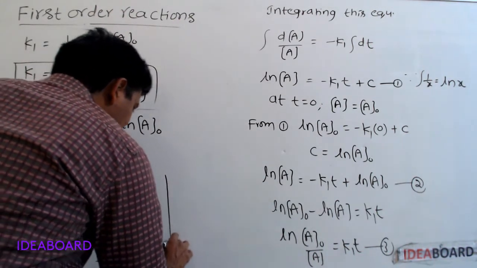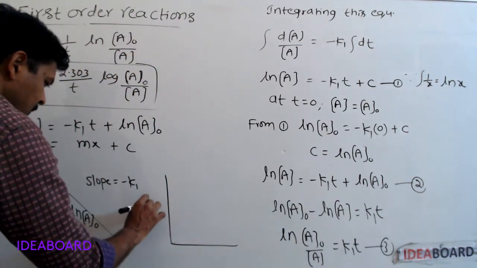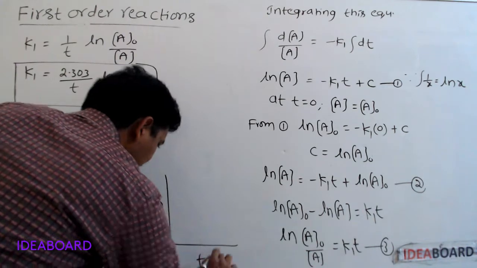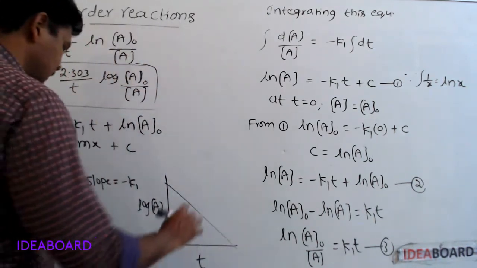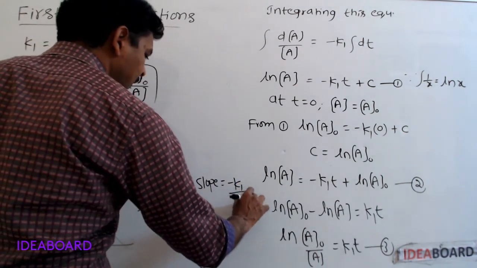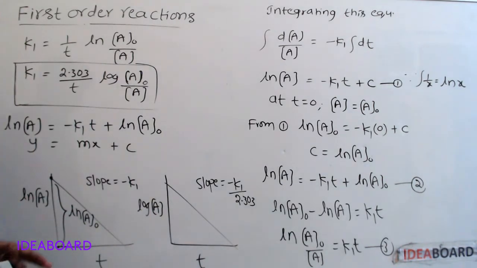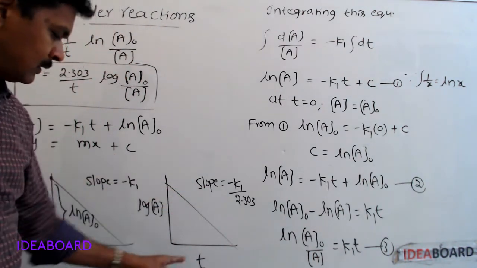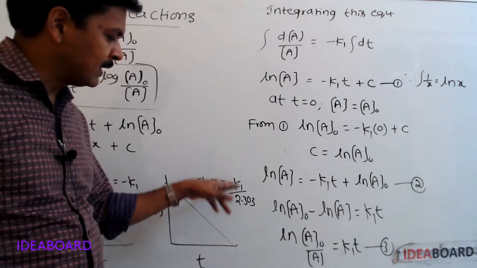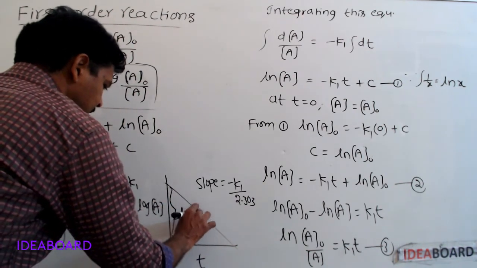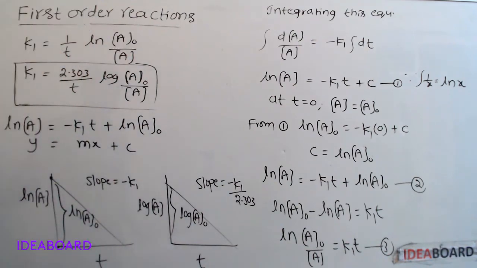When a graph is plotted between log A, here base 10, and time, a straight line is obtained. Its slope is minus K1 by 2.303. When a graph is plotted between ln A and t, a straight line is obtained and its slope is minus K1. When a graph is plotted between log A and time, a straight line is obtained. Its slope is minus K1 by 2.303, and the y-intercept is log A naught.